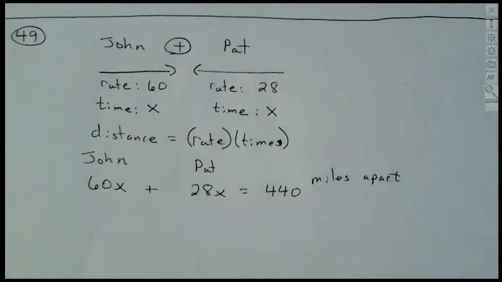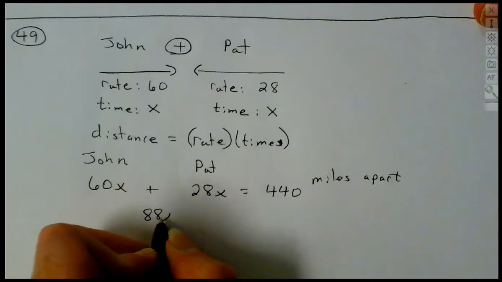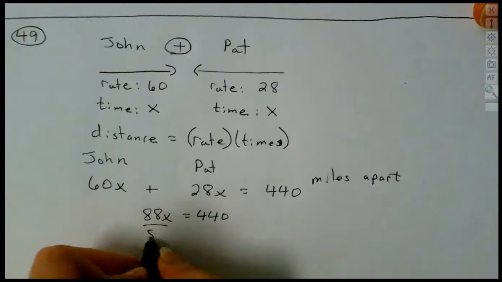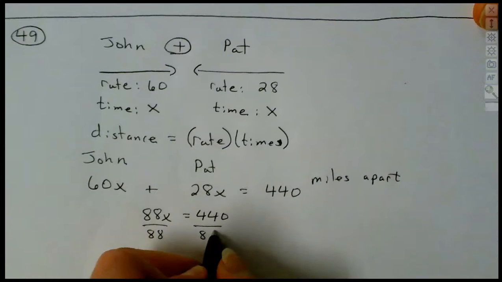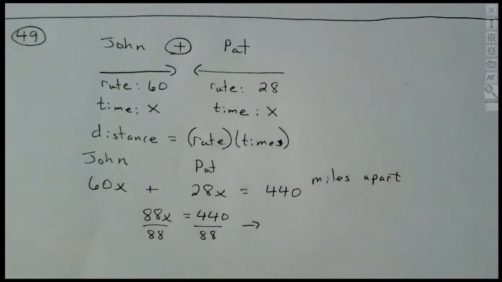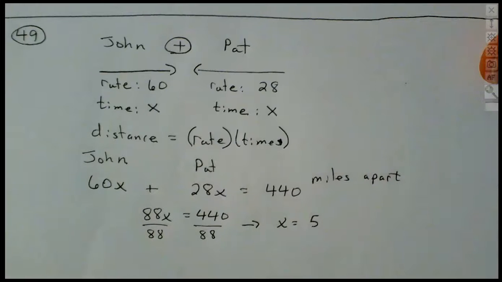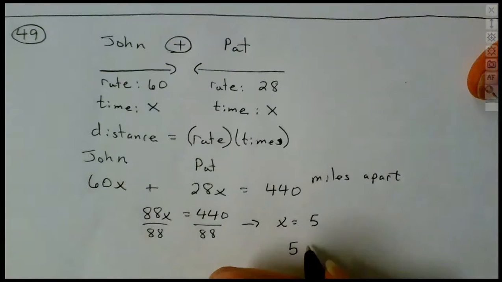So now we can easily and quickly solve this one. So we'll add those together. So 60 and 28, that gives you 88x equals that 440. Divide by your 88. And that should leave you then with 5. So x is 5. So that means it's going to take them then 5 hours.